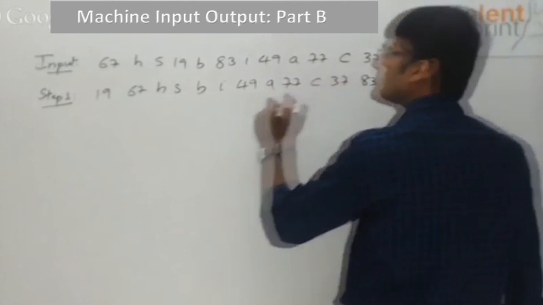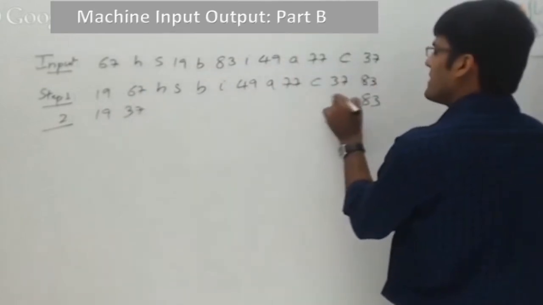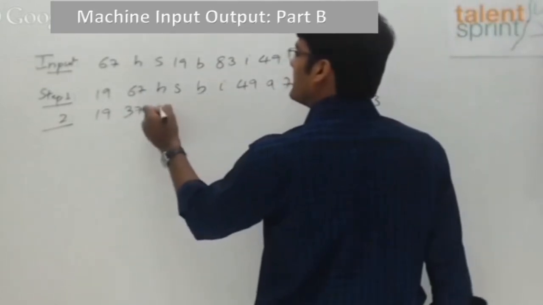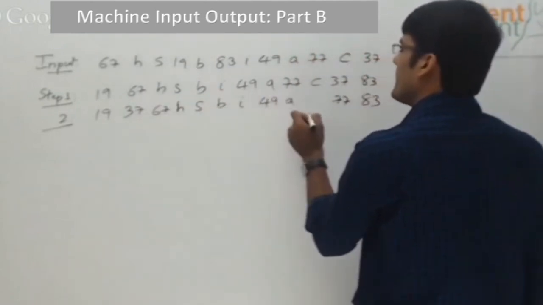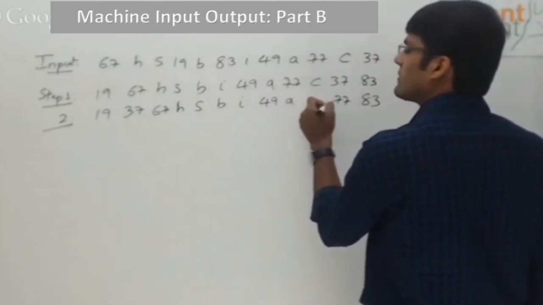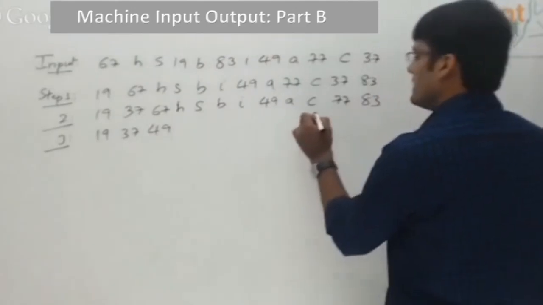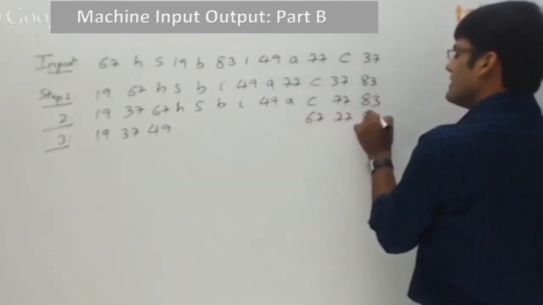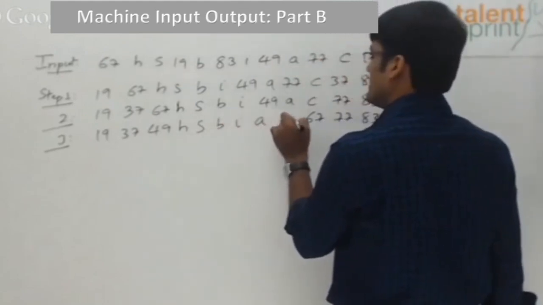In step 2, what do we do? 19 and this 83 is fixed. Move the next two numbers. After 19, we'll get 37, and before 83, we get 77. Then move the remaining things. So 67 H, S, B, I, 49, A, 77 has gone there, and C has come here, and 37 has gone there, right? So step 3, 19, 37, 49. Here we'll have 67, 77, 83, and copy the words H, S, B, I, A, C.